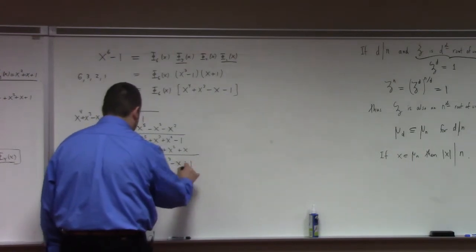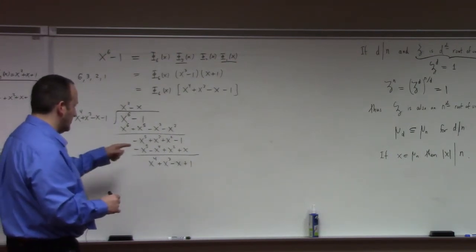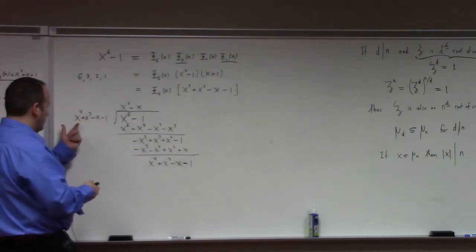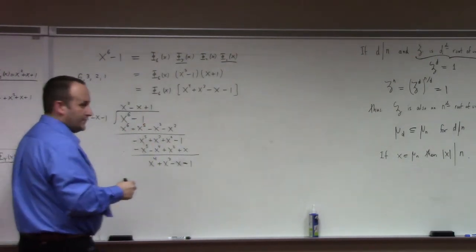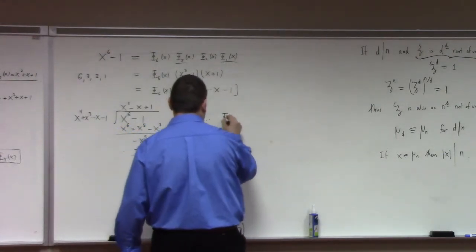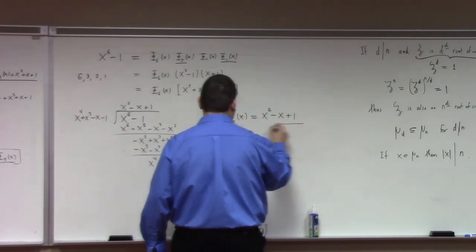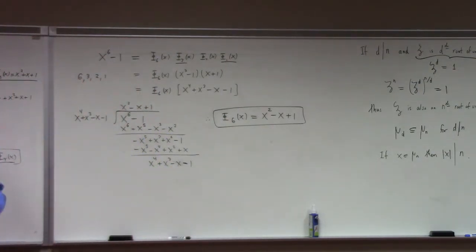Minus x plus 1, that's minus 1. Oh yeah, because subtraction, I mean division, right? And that is exactly that, which is good. And so we just plus 1. So therefore, phi 6 of x is x squared minus x plus 1. And how many primitive sixth roots of unity are there? 2, right? And that's their minimal polynomial.